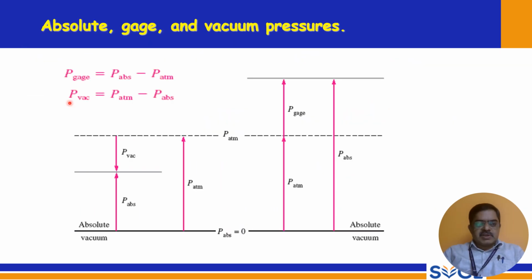So, gauge pressure is equal to absolute pressure minus atmospheric pressure. Vacuum pressure is equal to atmospheric pressure minus absolute pressure. So this is how the pressures are related. All three pressures are related, and you can see here that P absolute, P vacuum is equal to atmospheric pressure. Gauge pressure is always more than atmospheric pressure, and this is absolute pressure, which is measured from vacuum. So this picture gives you a clear idea about these three types of pressures.